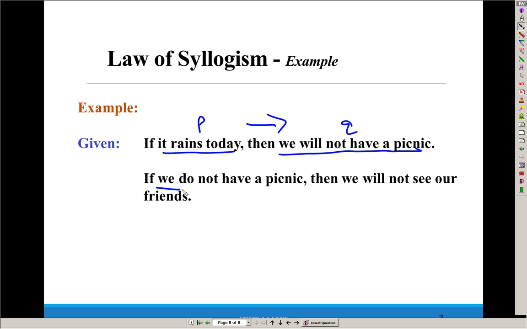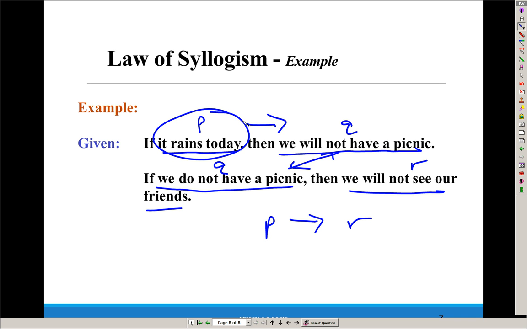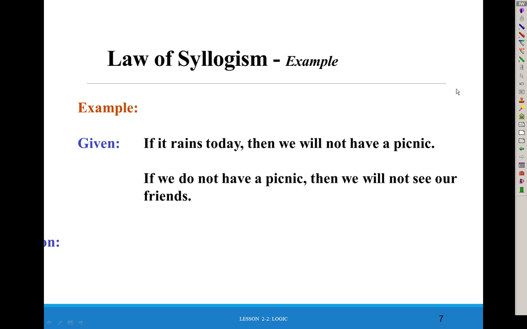Then, if we do not have a picnic, well, look, that's the exact same thing. So Q is happening again. If we do not have a picnic, then we will not see our friends. That's R. If P leads to Q and Q leads to R, then P leads to R. The first thing leads to the third thing. So, if it rains today, then we will not see our friends. That's the conclusion.